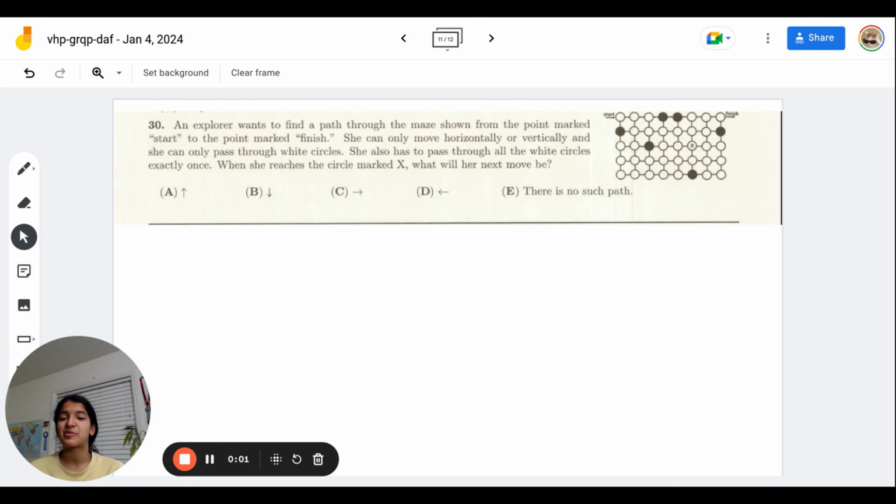Number 30, our last problem. An explorer wants to find a path through the maze shown from the point marked start to the point marked finish. She can only move horizontally and vertically, and she can only pass through the white circles once. She also has to pass through all the white circles, and she cannot pass through any of the black circles. When she reaches the circle marked X, what will her next move be? Okay, so let's start from the starting point. We start right here, and we're moving this way. We're just going to see how we can navigate this maze while also following everything that they say.